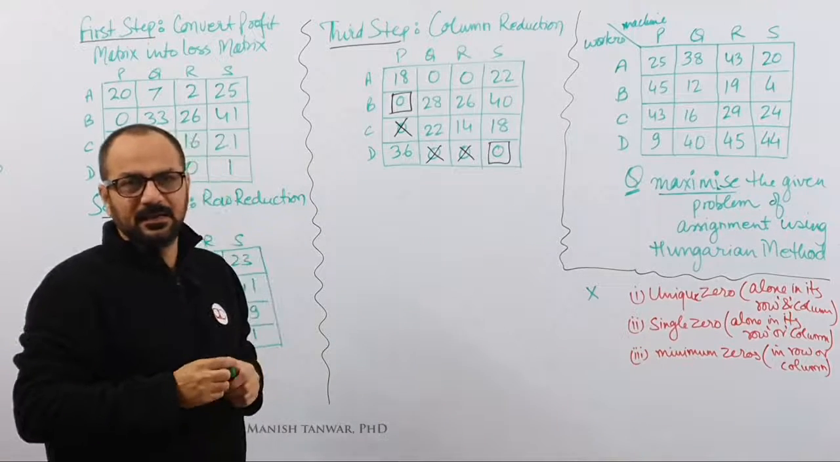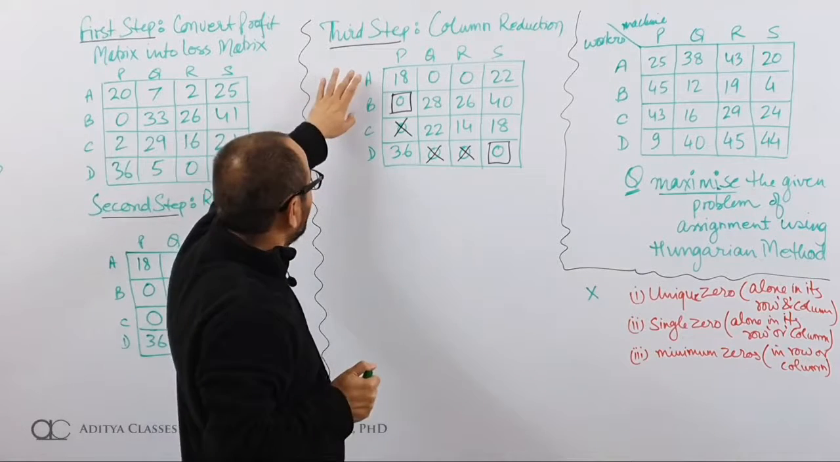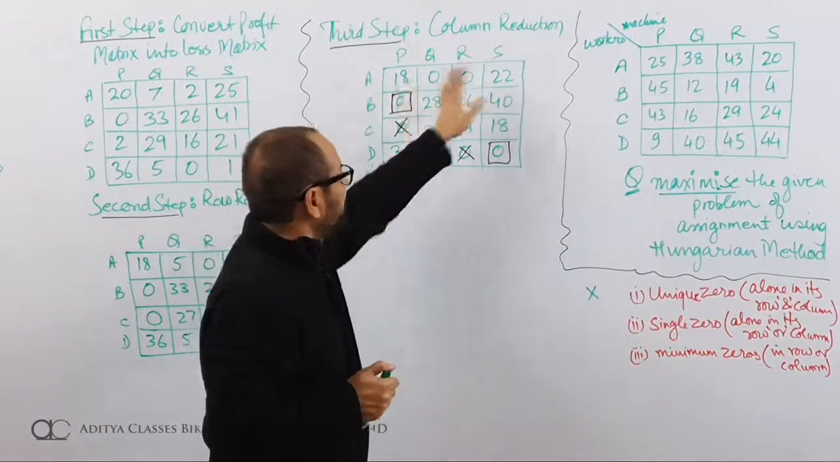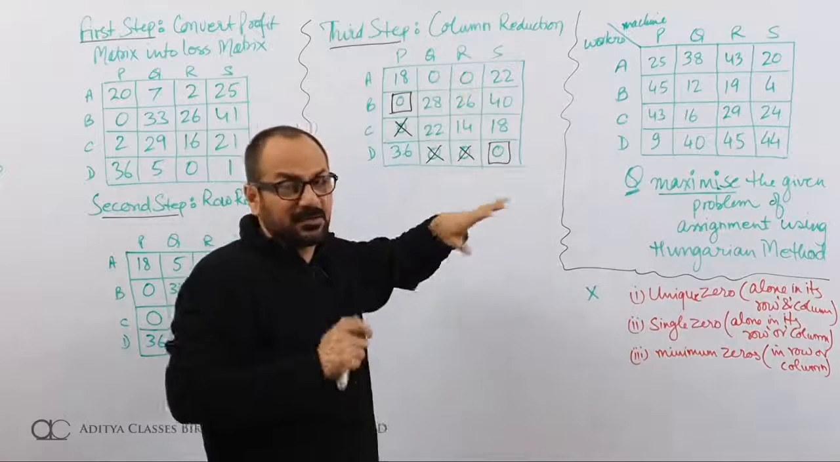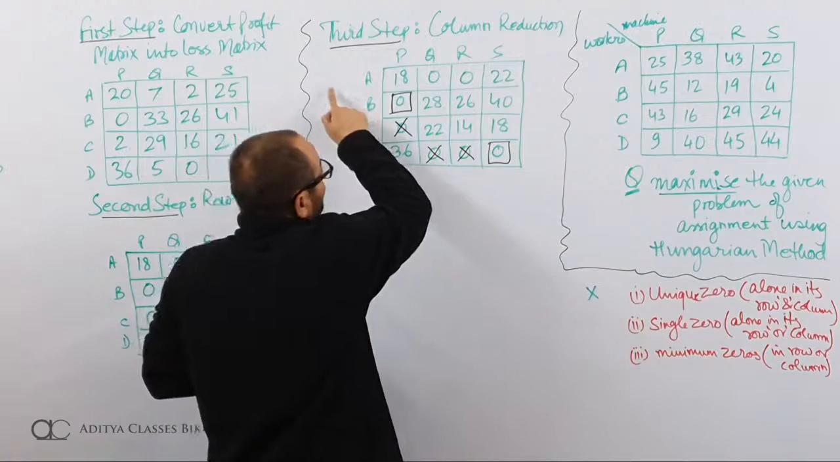We have a unique assignment. So then, now let me scan it again. We are through with all rows, we are through with all columns, but not all assignments have been made, not all zeros have been assigned. So let me check. Let me go to first row.